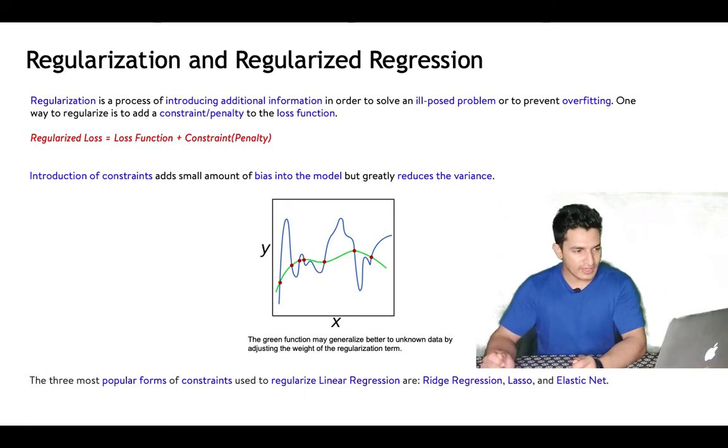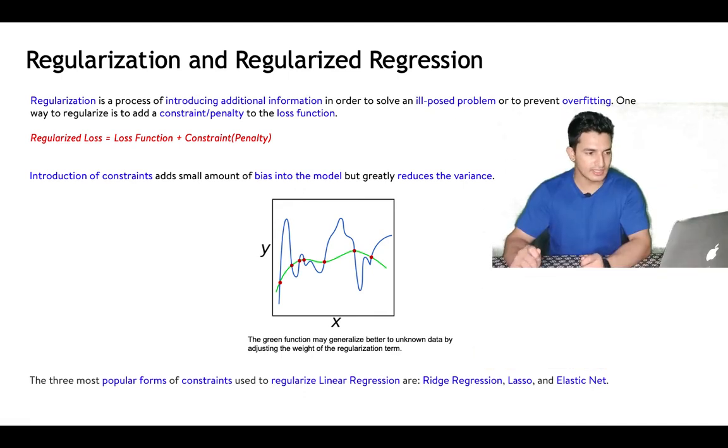And what is bias and variance? In machine learning we often talk about the bias variance trade-off. Bias is the error in the training data and variance is the error in the testing data. Because of regularization, the error on the training data can slightly increase but it will drastically reduce on the unseen or test data. And the three most powerful forms of constraints used for regularized linear regression are ridge regression, lasso, and elastic net.